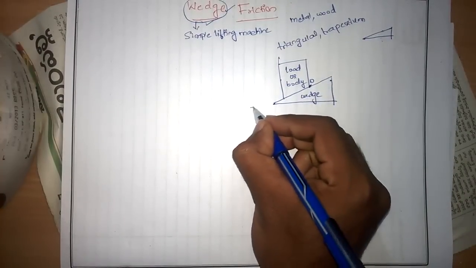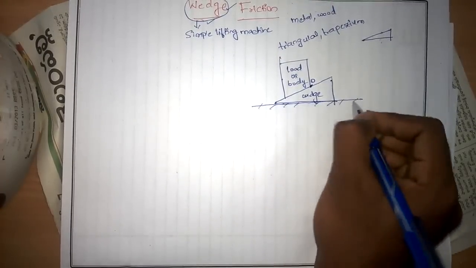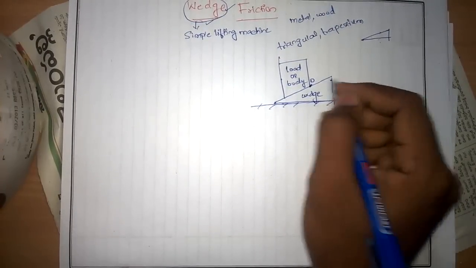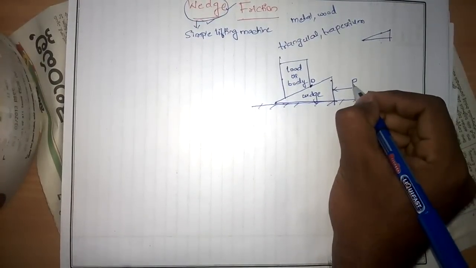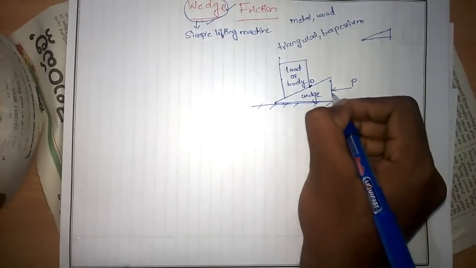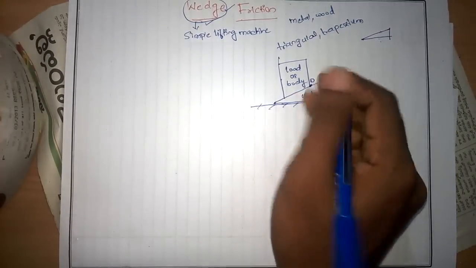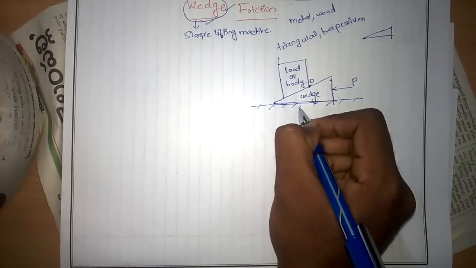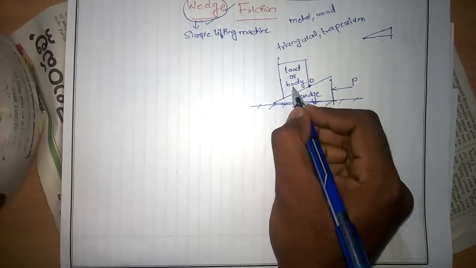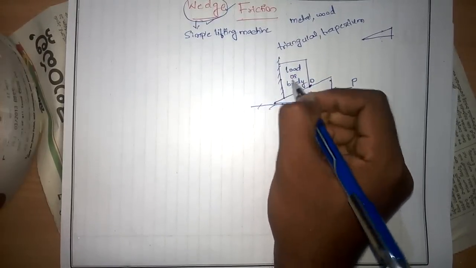The wedge is resting on a surface. Whenever I apply a force P, the wedge will move in the forward direction. Due to this forward movement, the wedge will be in contact with the down support where it is lying, and with the body which should be raised. It is attached to two surfaces.